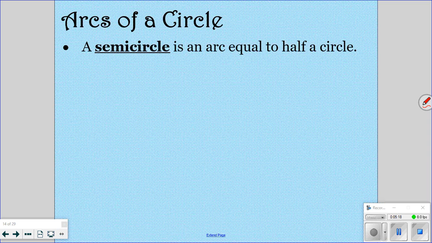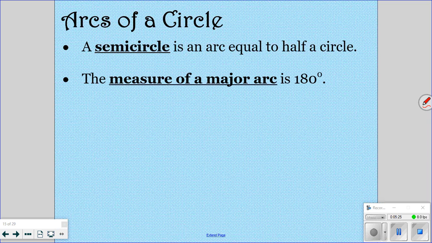Looking at a semicircle, it's an arc that is equal to half of the circle, exactly half. So the measure of a semicircle is 180 degrees. So semicircles have to equal 180 degrees. That's half of 360. If it doesn't equal 180, then it's not a semicircle.